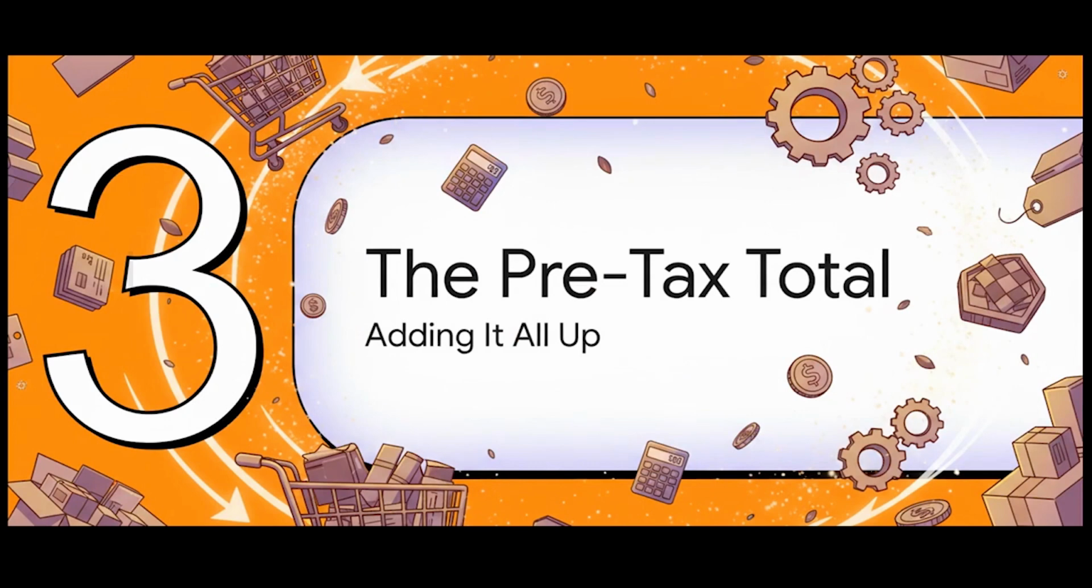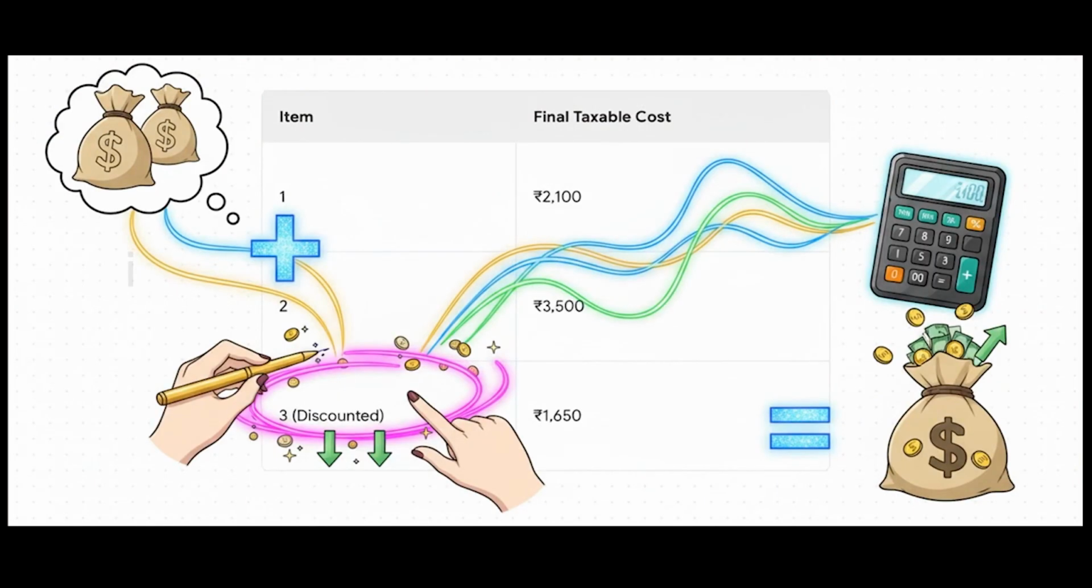Great. Now that we've handled the discount, we're ready for our next big step. We need to combine the costs of all the goods to get a subtotal. And remember, this is the total value before we add any tax. So here are our final costs all lined up. We've got the first 2 items at their original prices, and we're adding in our third item at its new discounted price of 1,650. It's these 3 numbers that we need to add together to get our subtotal.